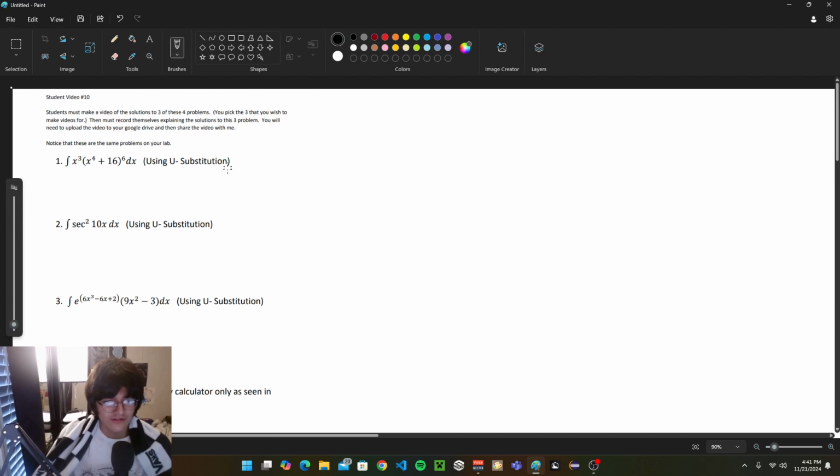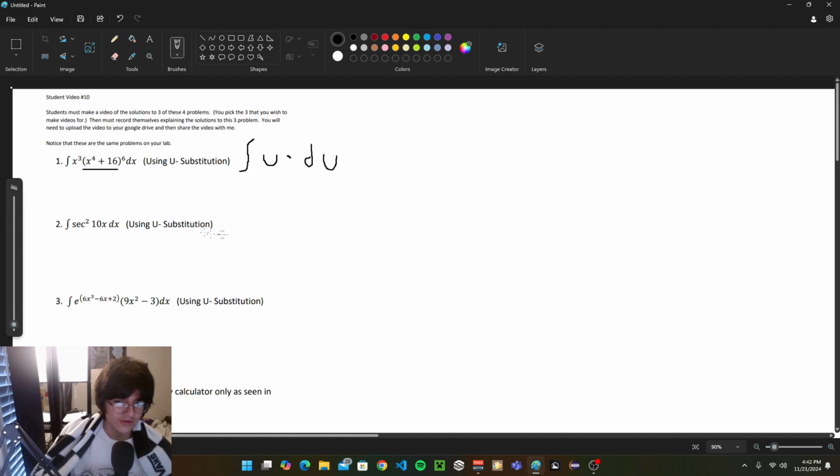So for the first one, it's the integral of x cubed times (x to the power of 4 plus 16), and all of that is raised to the power of 6. So first we have to remember this: the integral of u times du.